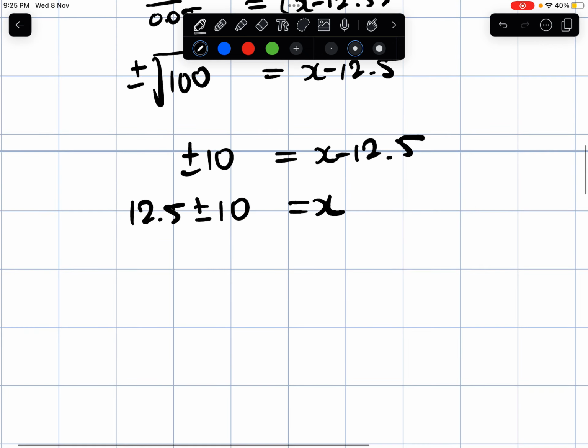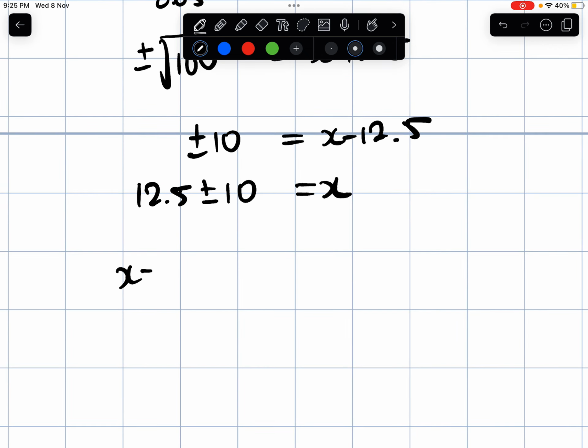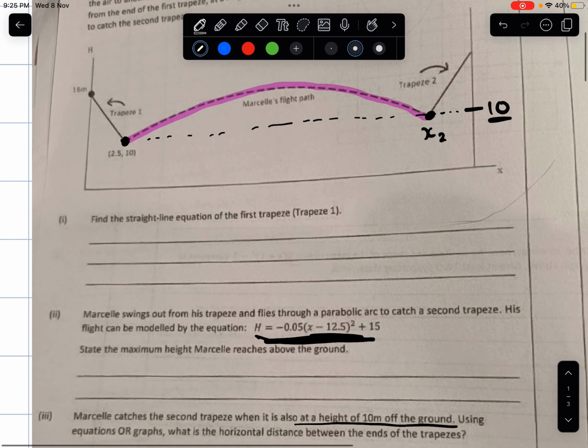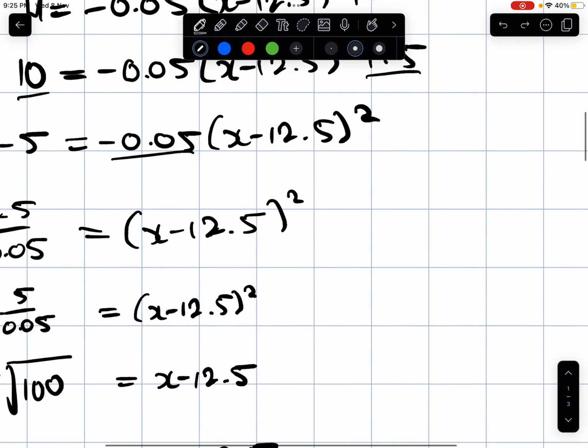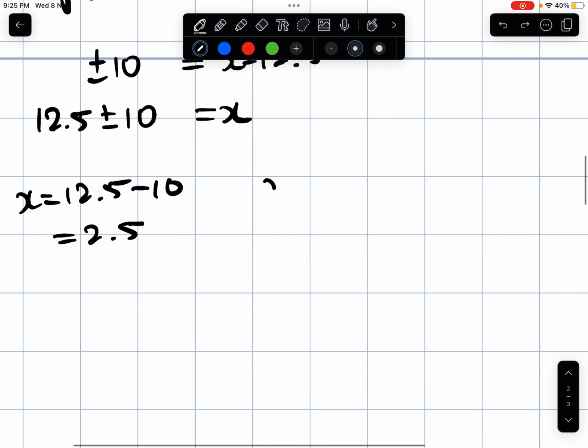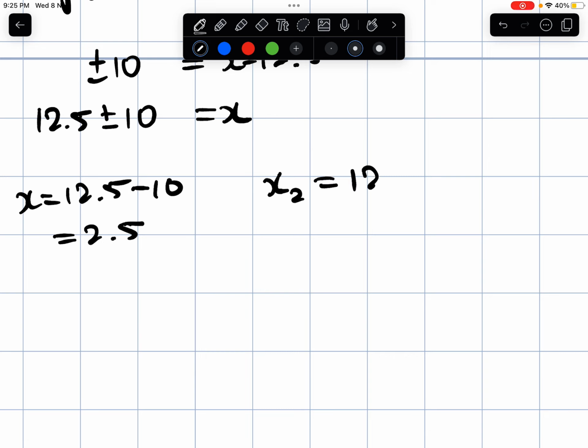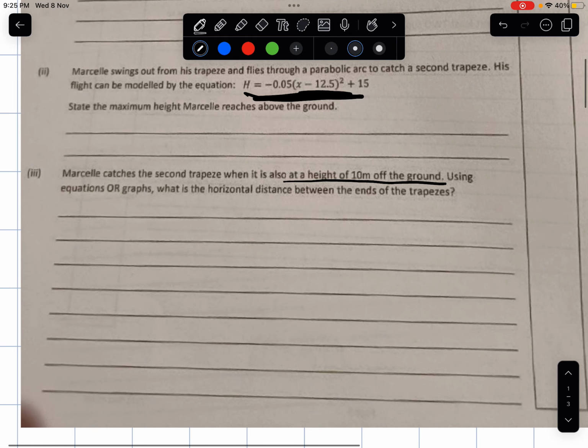Equals x. So if it's 12.5 minus 10, we get 2.5, which is the value we had for our first dot over here, right? And therefore we know x2 must be the other one. So x2 equals 12.5 plus 10. So you see these are our two solutions, because the square root can be plus minus, equals 22.5. So, and the question says what's the horizontal distance?